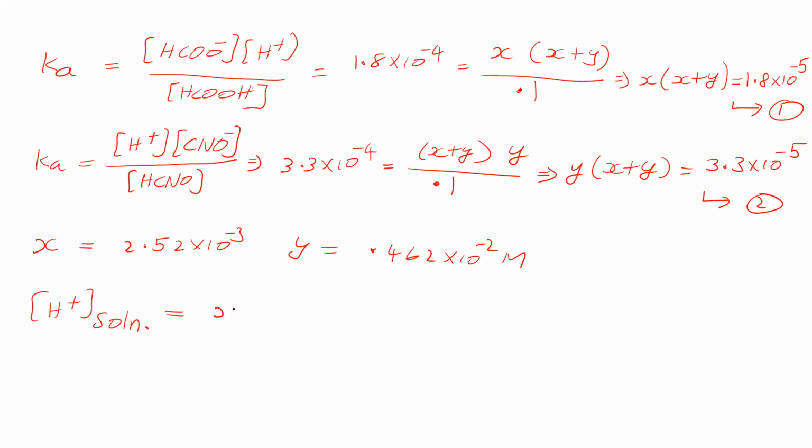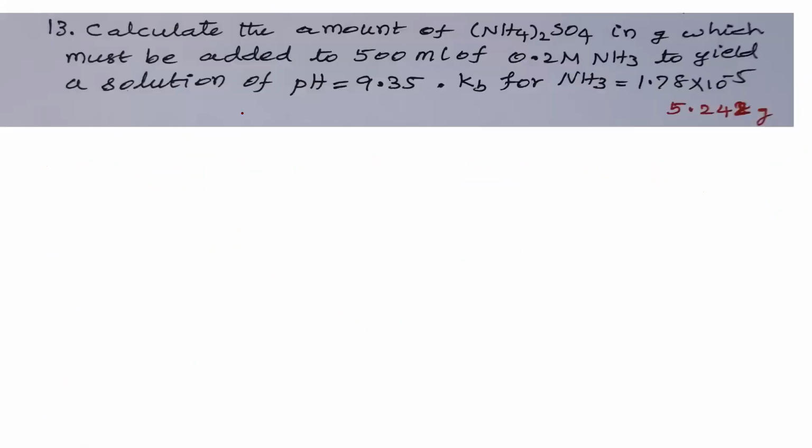H plus concentration is equal to x plus y, we can say. Now substitute the x value and y value, and we get the H plus concentration as 7.14 into 10 power minus 3 molar. Okay, next question we'll take here.